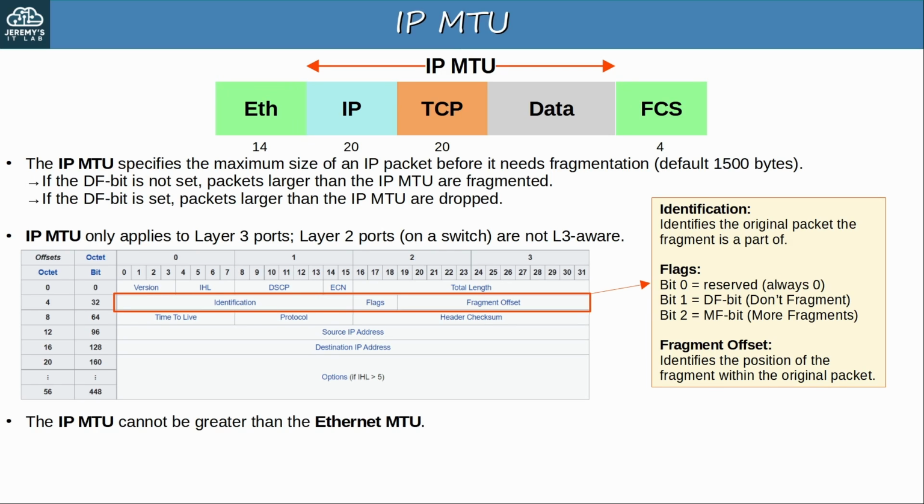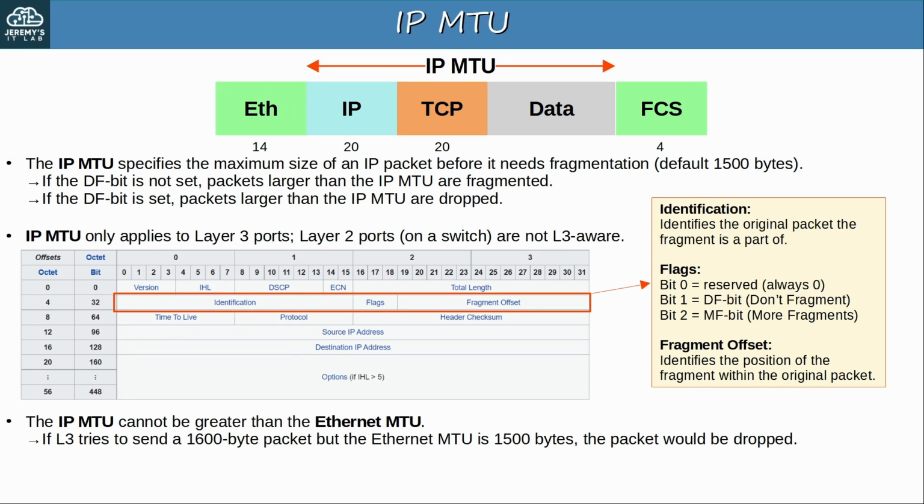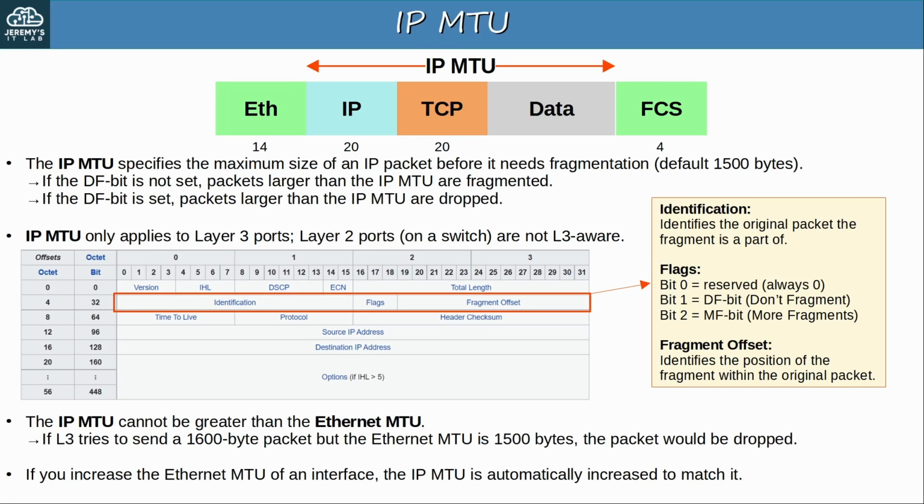Note that the IP MTU cannot be greater than the Ethernet MTU. Why is that? If layer 3 tries to send a 1600 byte packet, but the Ethernet MTU is 1500 bytes, the packet would be dropped. It simply doesn't work if the IP MTU is greater than the Ethernet MTU. And if you increase the Ethernet MTU of an interface, the IP MTU is automatically increased to match it.